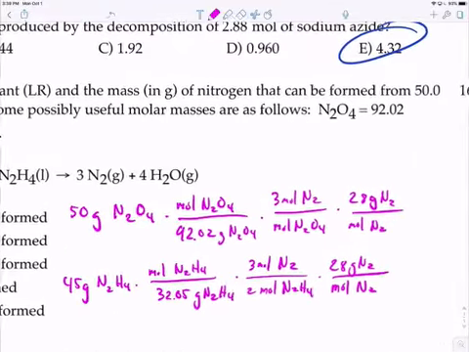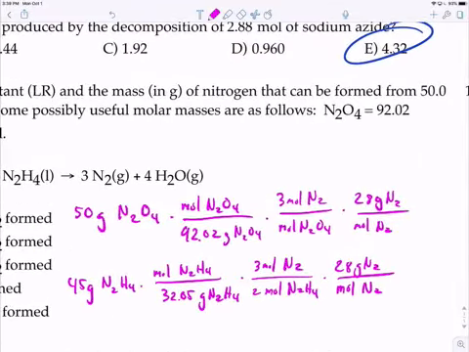So you have to throw this into your calculator because I don't know what the answer is. I mean, I just did this at noon. I know the answer is the hydrazine, but that's just because I just did it.